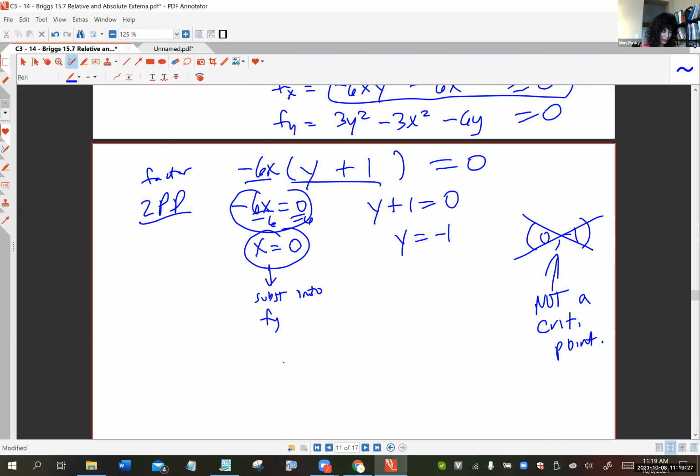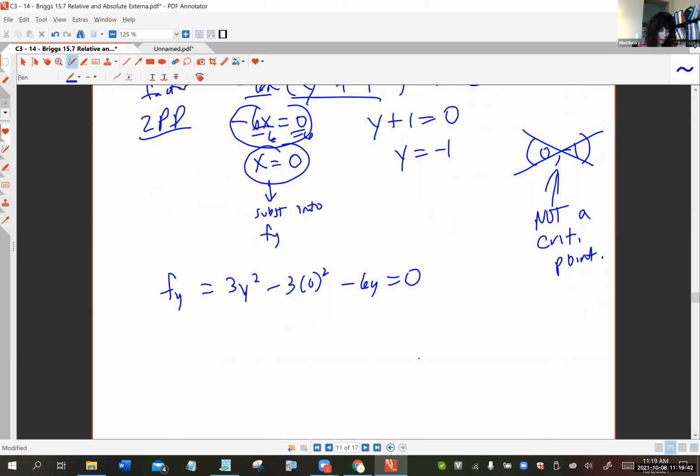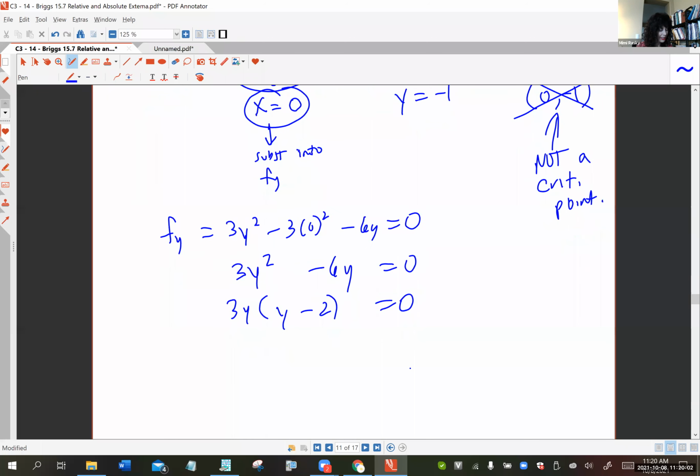You're going to separately plug these into fy to get the corresponding other coordinates. So substitute x equals 0 first. In other words, fy evaluated when x is equal to 0 would be 3y squared minus 3x squared, but we're substituting x equals 0, minus 6y equals 0. Now what? I get 3y squared minus 6y equals 0. Factor and use the ZPP again. Are you serious? Yes. I'll factor out a common factor of 3y, and the other factor is y minus 2, then apply ZPP again: 3y times y minus 2 is equal to 0.